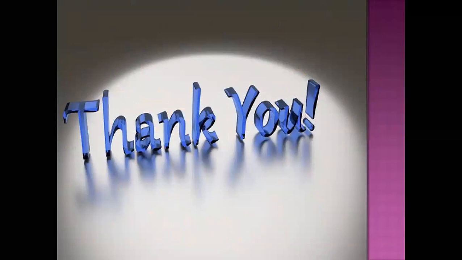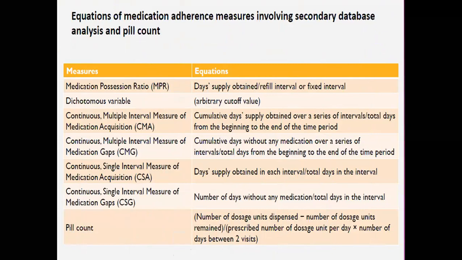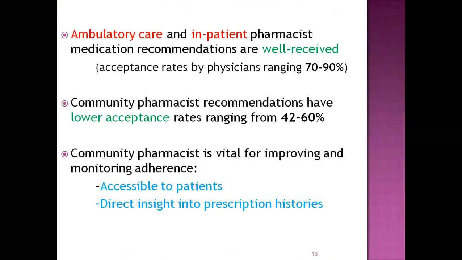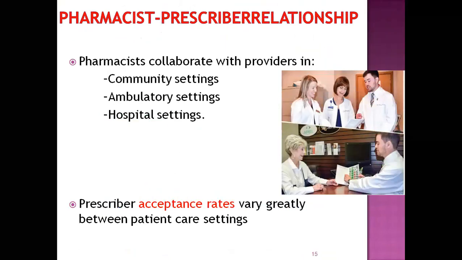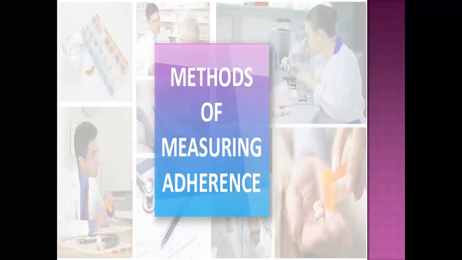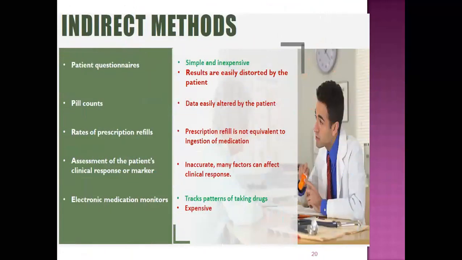Lastly, for the completion of unit 2, thank you for observing the slides of the last subunit of unit 2. So today we discussed the various roles of the pharmacist related to medication adherence, and the various methods for identifying medication adherence, direct as well as indirect.